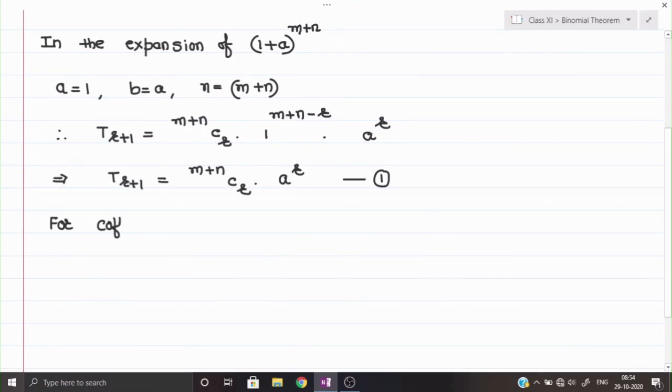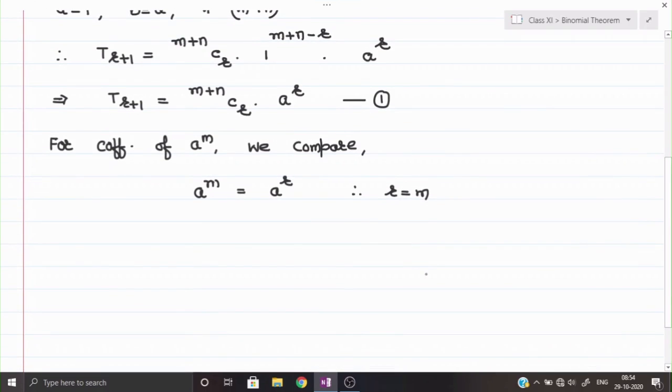Now further, we'll find out the coefficient of a to the power m. We compare. See, in the beginning of some questions, to find out the coefficient, we are going to compare the similar terms. Since we need to find out the coefficient of a to the power m, so here a similar kind of term is coming, a to the power of r in the equation number 1. Okay, a to the power m and a to the power r, both are similar terms. So from here what I can say, the value of r will be equal to m, because if the bases are same, the power will also be same. So that value I can put up in equation number 1.